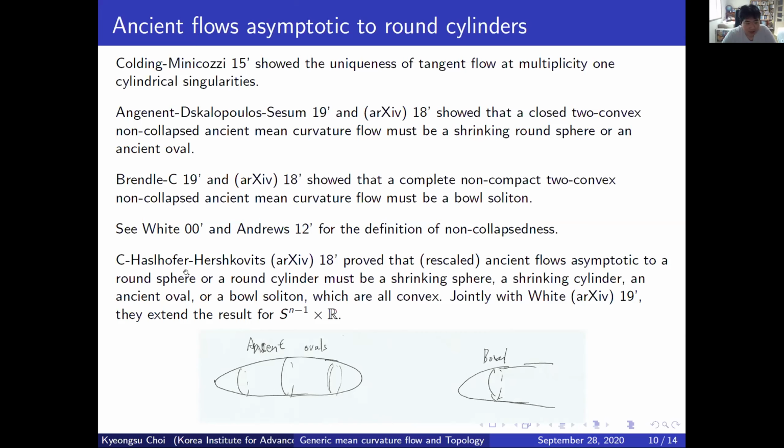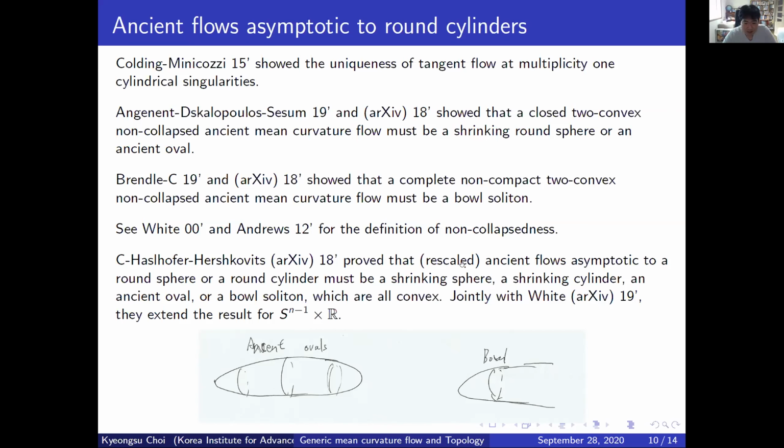And then finally, myself and Hershkovits showed that if an ancient flow converges to a round sphere or round cylinder at backward infinity, which means that it is a singularity model from a spherical or cylindrical singularity, then it must be a sphere, cylinder, or oval, or soliton. So the potential limit flow from this singularity must be the same as the list of this convex case.